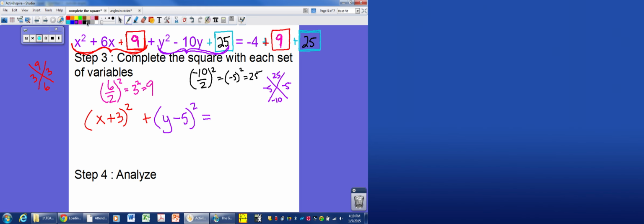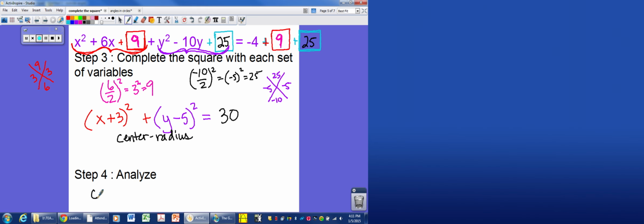And over here, let's see what I have. Negative 4 and 9 is 5. 5 and 25 is 30. Now this is a much more useful formula for us in geometry. This is our center radius form, we call it, or I call it rather. I don't know about we. So x minus h squared plus y minus k squared equals r squared. So now that we have it in a useful form, we can analyze it.